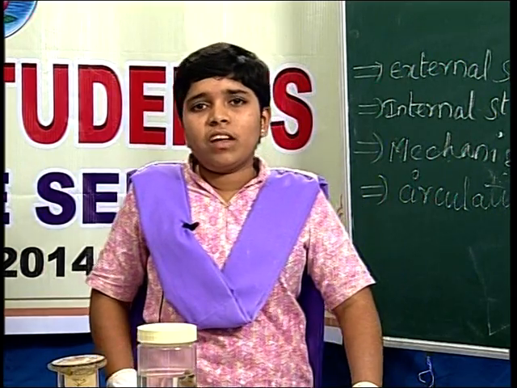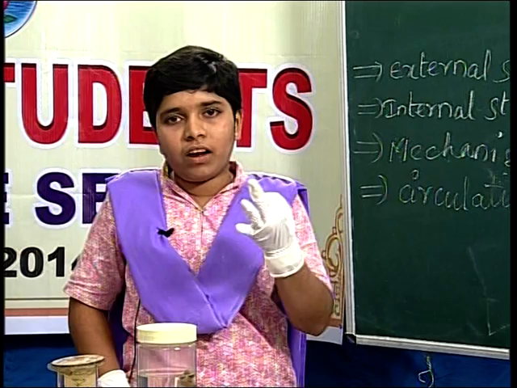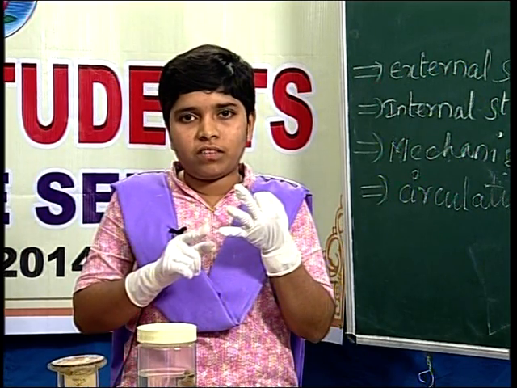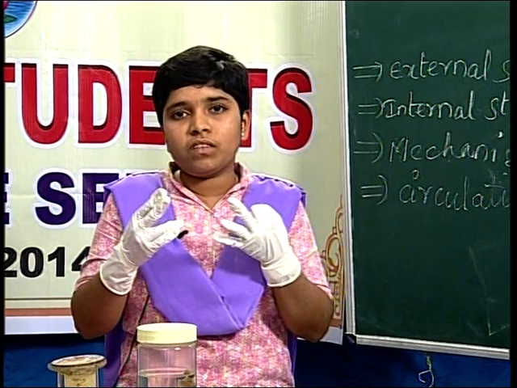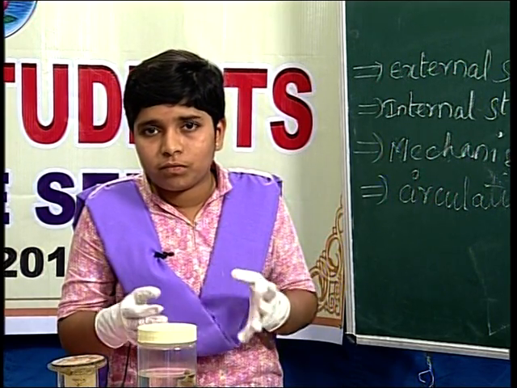What is circulatory system? The blood, the blood vessels and the heart, these three form the circulatory system. And in the circulatory system, the heart is the chief organ. Is it clear? Thank you.